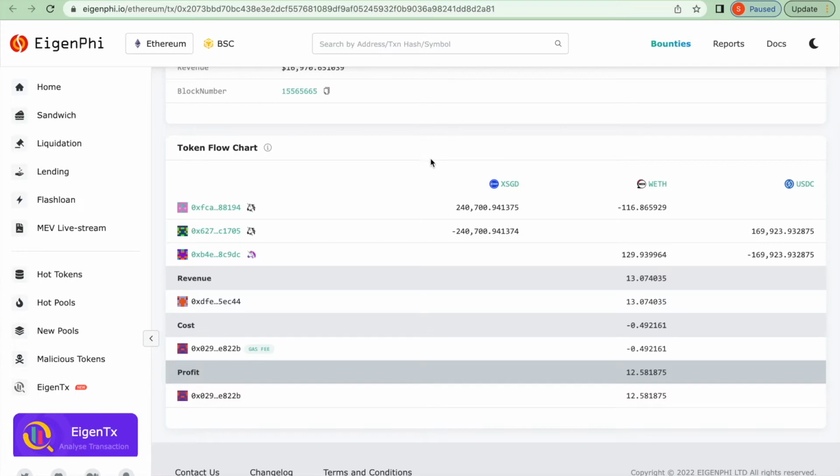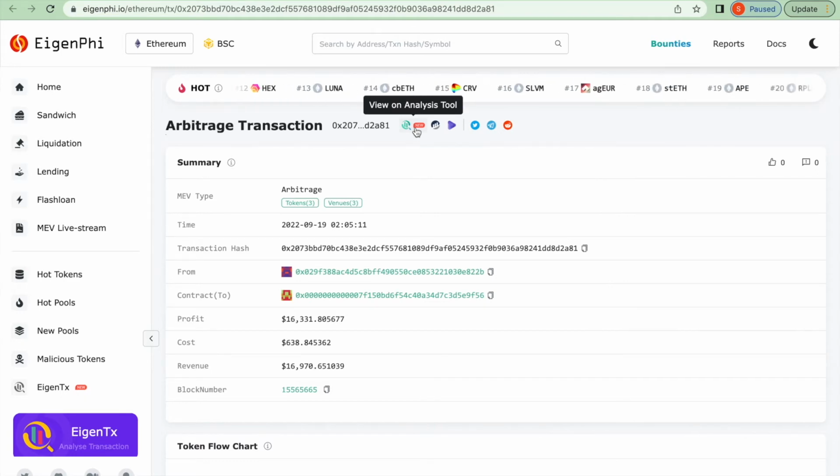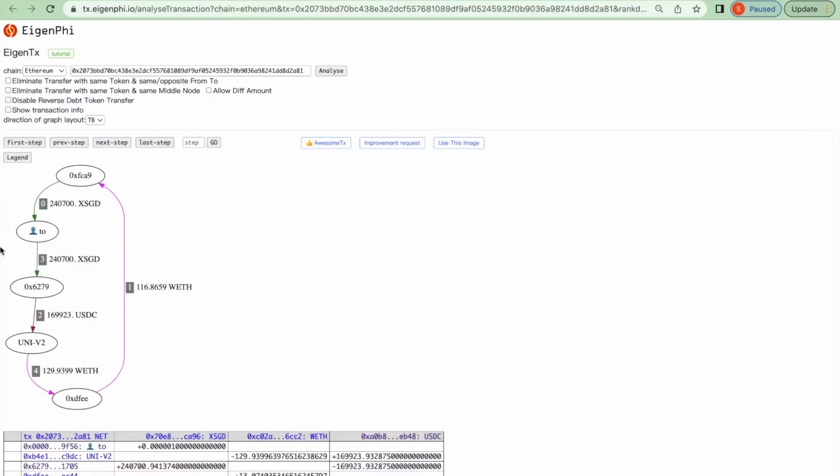The three tokens involved are XSGD, WETH, and USDC. The three liquidity pools are from Uniswap V2 and Uniswap V3. Again, using our transaction analysis tool, AgentTX, you will obtain a visualization of how the arbitrage happens. Please click on the button here. This is a visualization of the token flow.